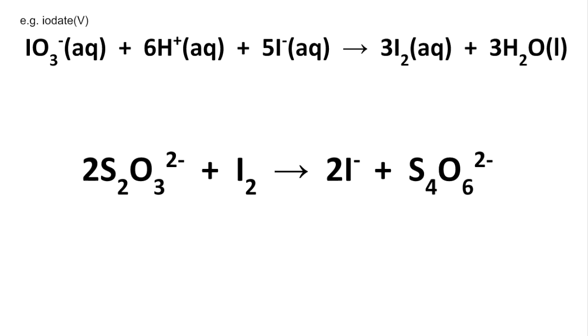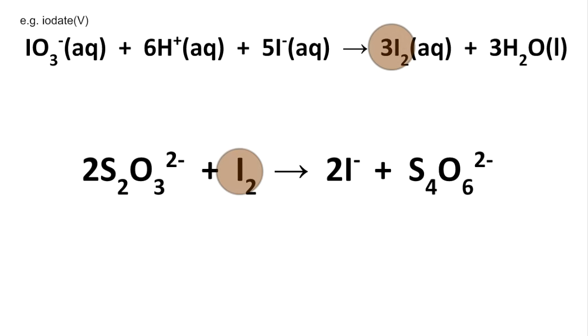So the final example I'm going to look at is this one here, the iodate(V) ion. So that's this IO3- ion. And this one sometimes catches people out because we've got different numbers in front of the I2 in the titration equation and the original oxidation equation. The important thing to keep in your head is that they are the same.